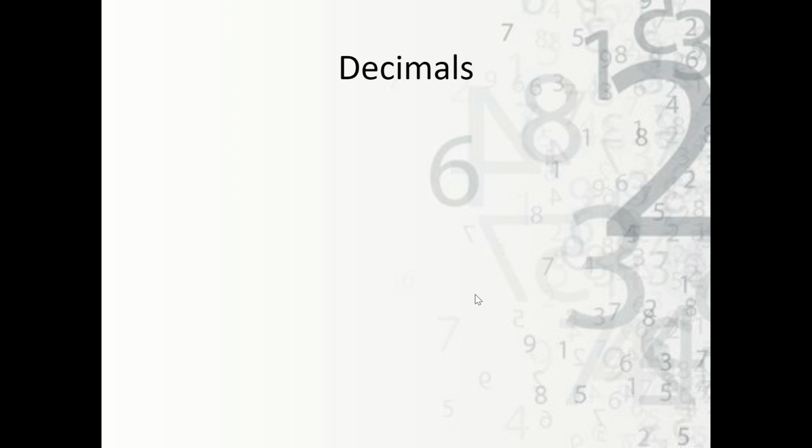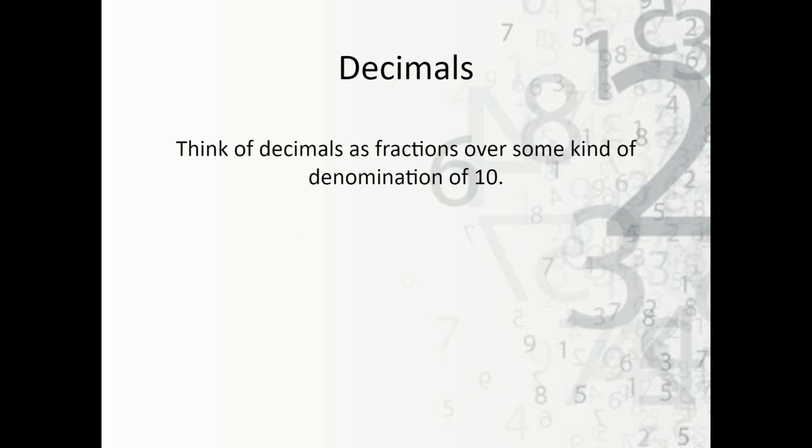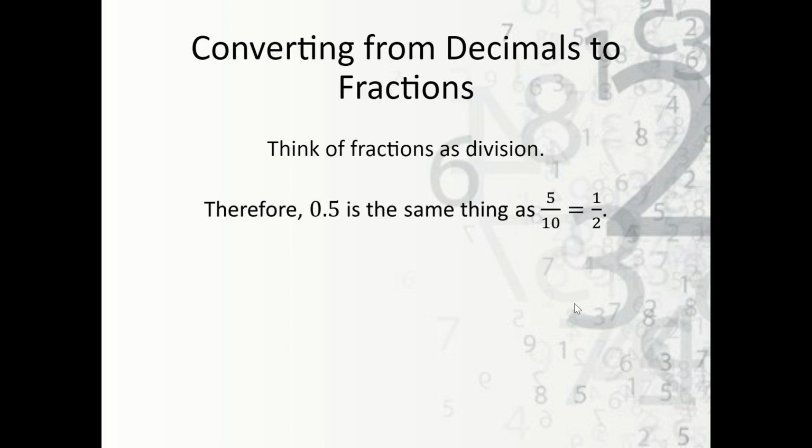Now, how do I work with decimals? Think of decimals as fractions over some denominator of 10. For instance, 0.5 is the same thing as 5 over 10. Now for every number after the decimal point, I include a 0. So it's 1 and then 1 0 because there's one value. So it's 5 over 10, which in this case simplifies to 1/2.